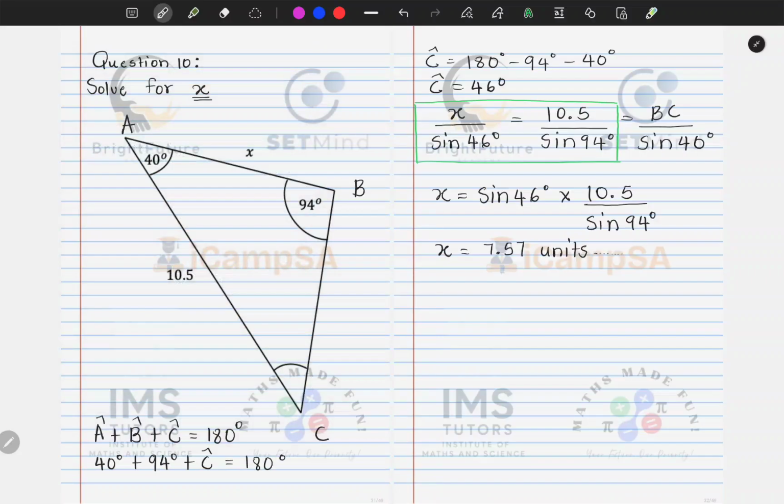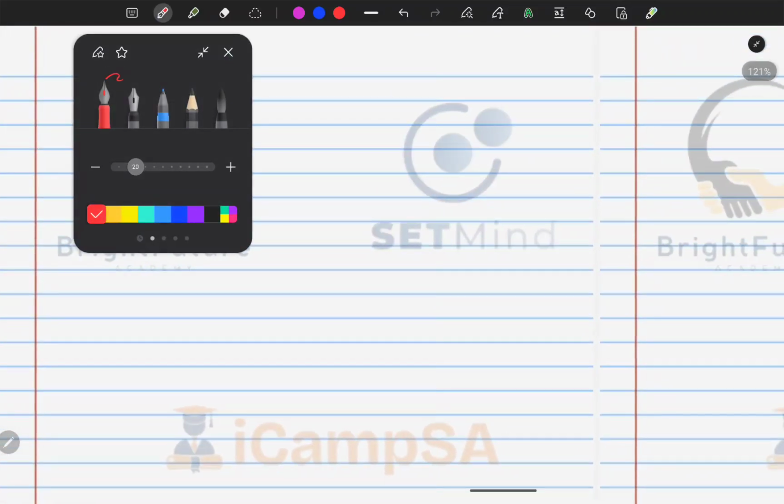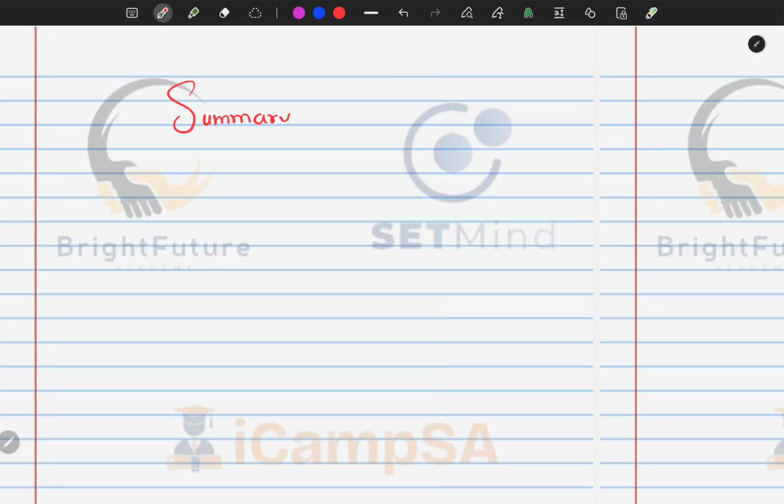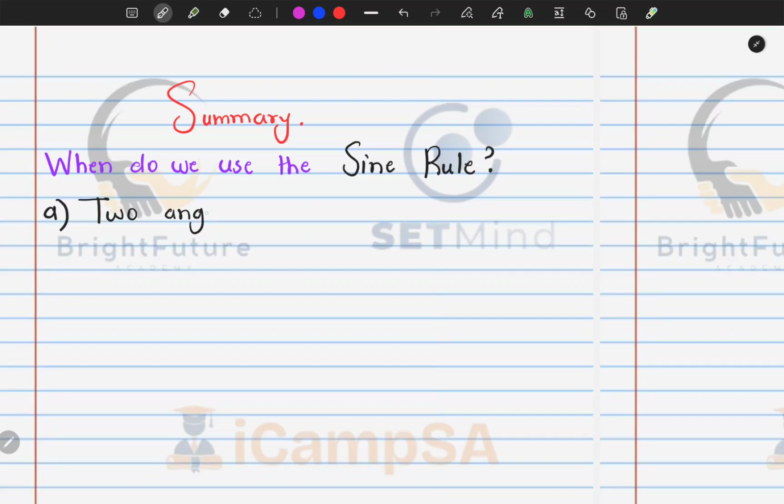So I hope with these examples you now understand how we deal with the sine rule, and you will now be in a position to answer any question that requires you to use the sine rule. So remember, let's put in just a summary in closing. I need you to remember this in summary. There's a very important question which we ask, which is when do we use the sine rule. And there are two answers. A, it is when we are given two angles and one side. That is when we use the sine rule.